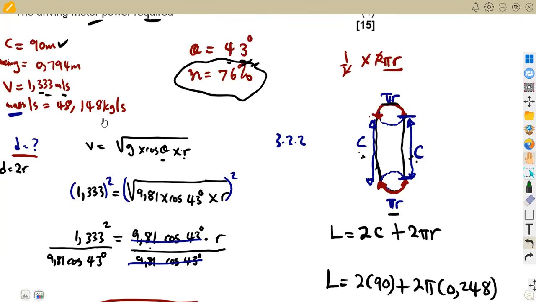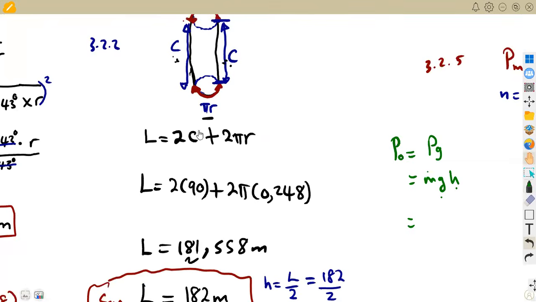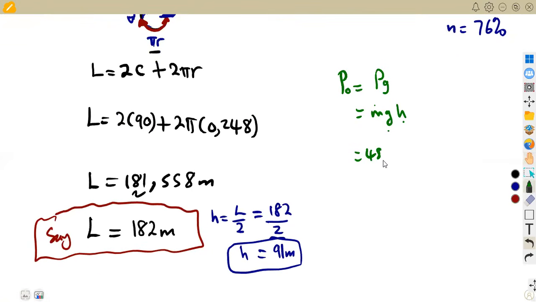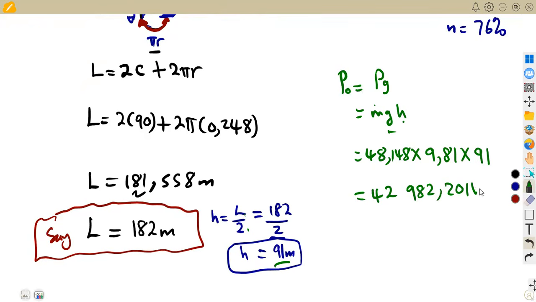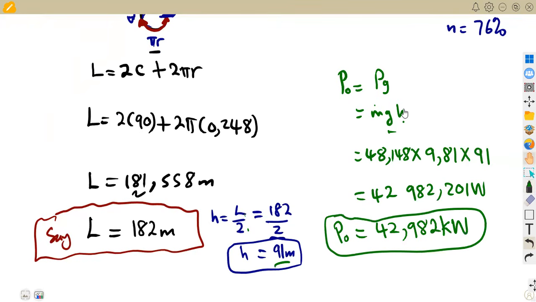48.148. So we've got 48.148 times the gravitational acceleration, 9.81, times the height, which is taken from L over 2, that's 91. So this is going to give us P out, which is our PG in this case. Our P out is our PG, that is 42,982,201 in watts. So you can even convert this to kilowatts, which is 42,982 in kilowatts. So we have P out, which is PG.